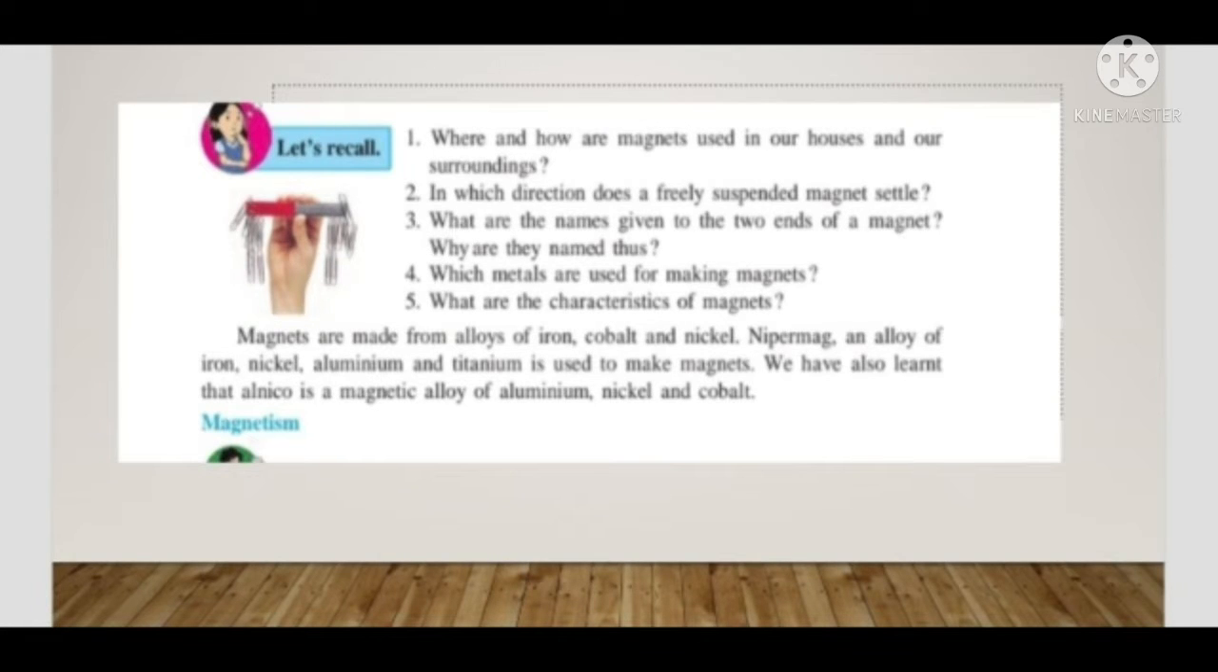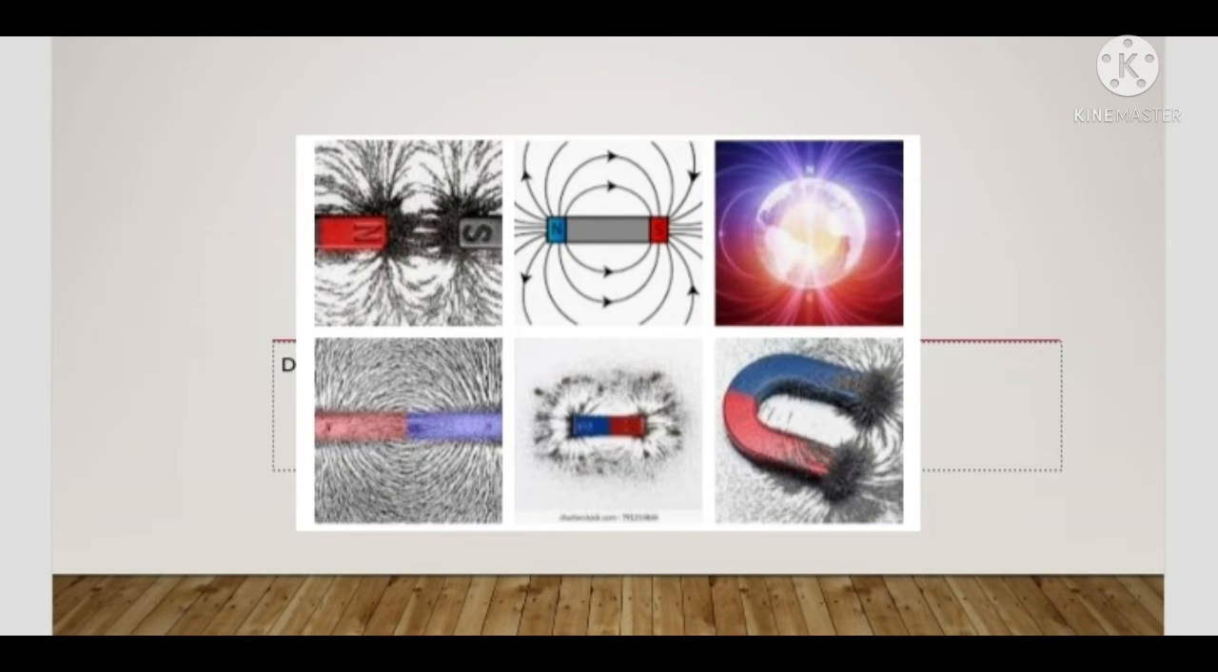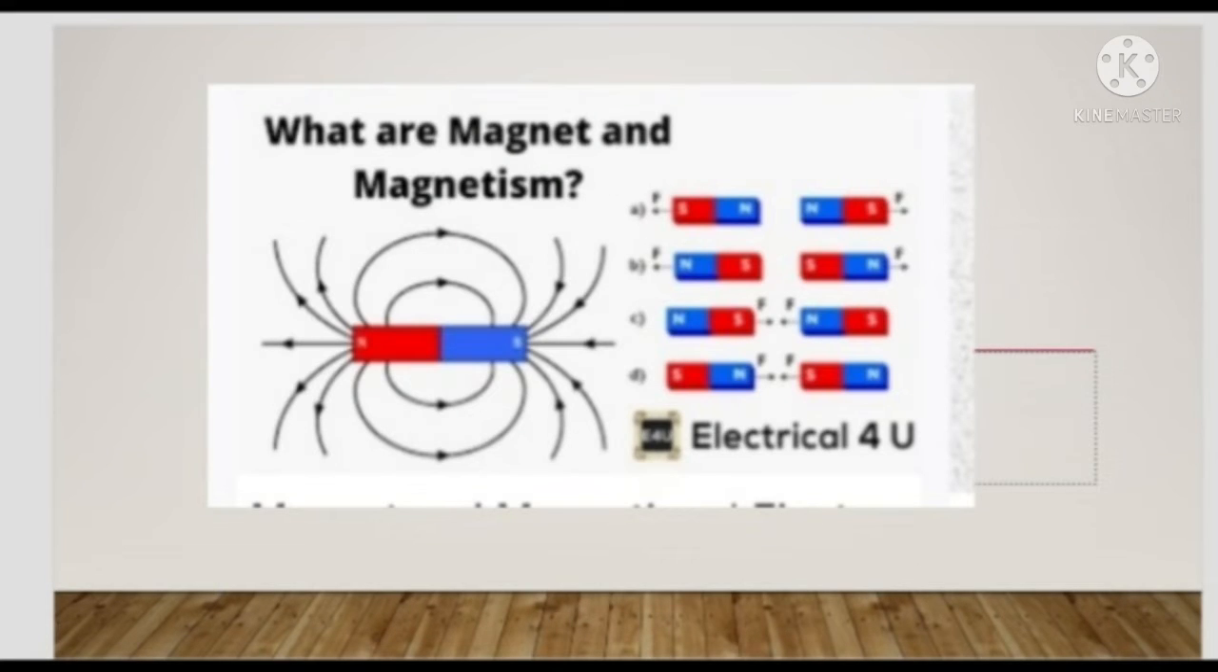First one we have to discuss. Magnets are made up of alloys of iron, cobalt, nickel. Nipermag, an alloy of iron, nickel, aluminum and titanium, is used to make magnets. We have also learned that alnico is a magnetic alloy of aluminum, nickel and cobalt. Magnetism. So we can take two activities: apparatus steel bar, bar magnet, iron filings and thread.